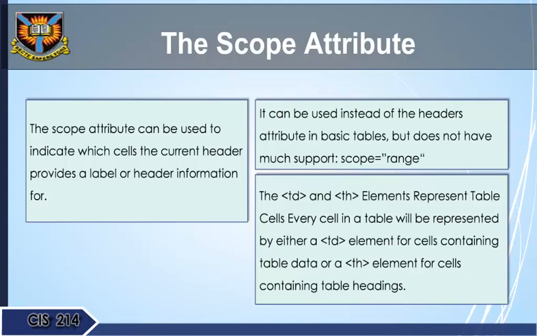The TD and TH elements represent table cells. Every cell in a table will be represented by either a TD element for cells containing table data or a TH element for cells containing table headings.